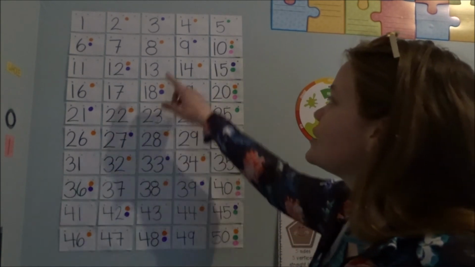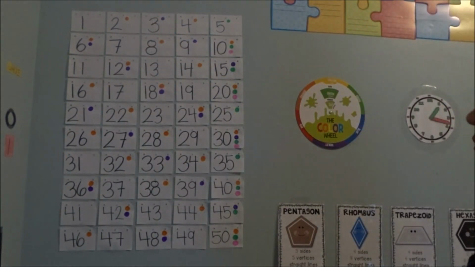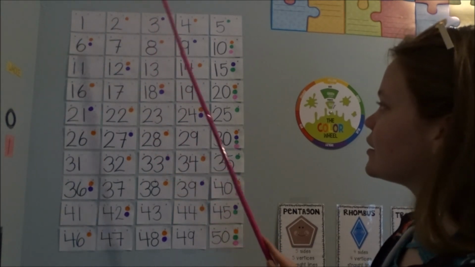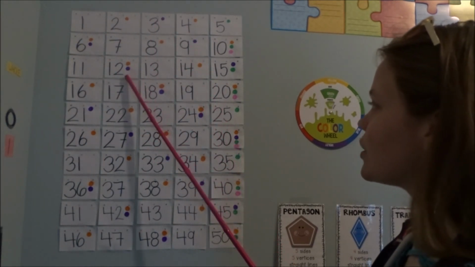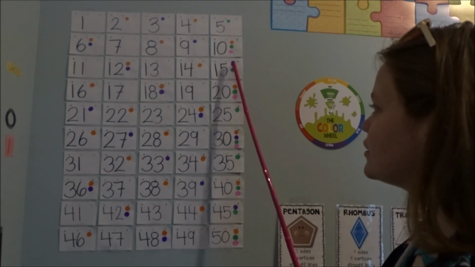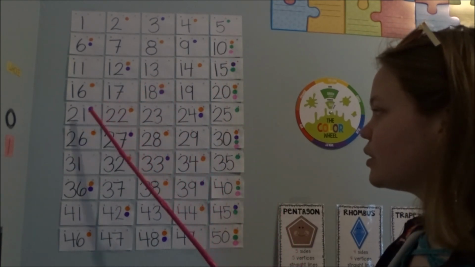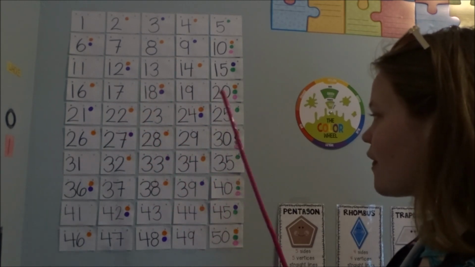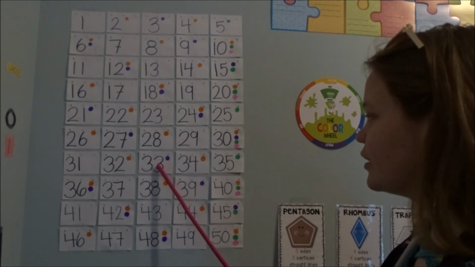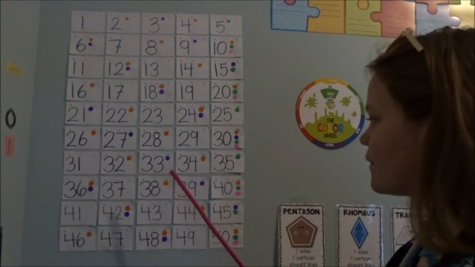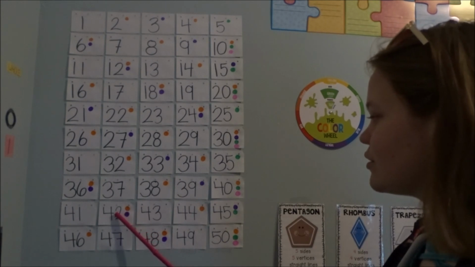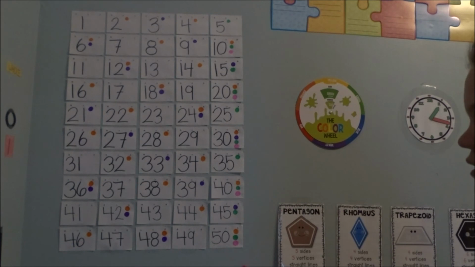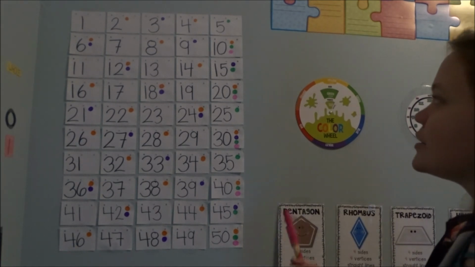So now we are going to count by threes. 3, 6, 9, 12, 15, 18, 21, 24, 27, 30, 33, 36, 39, 42, 45, 48, and that's as far as it goes for our 50s chart.